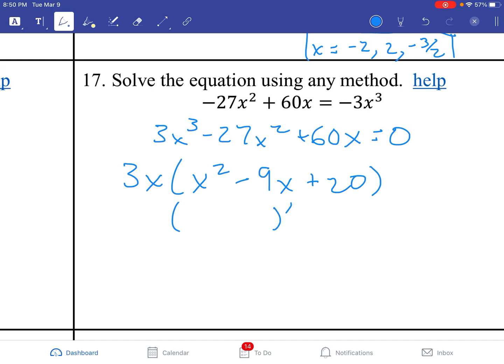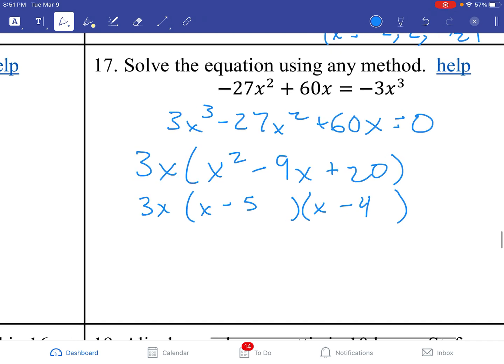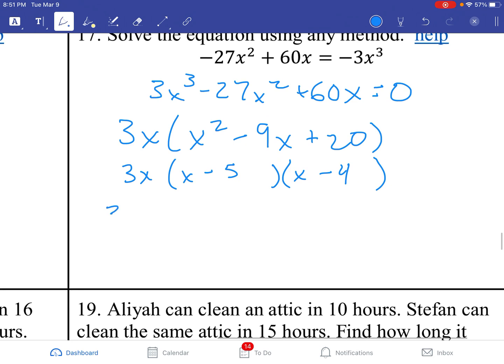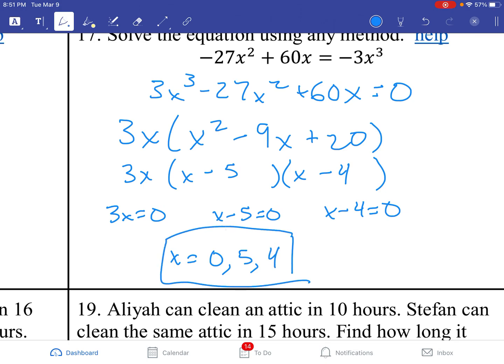All right, if we factor that quadratic, it will be x, and two numbers that multiply to be positive 20 and add to be -9 are going to be -5 and -4. We still have that 3x out in front, so now we have three factors to solve. We have 3x equals 0, x minus 5 equals 0, and x minus 4 equals 0. So x can equal 0, 5, and 4.